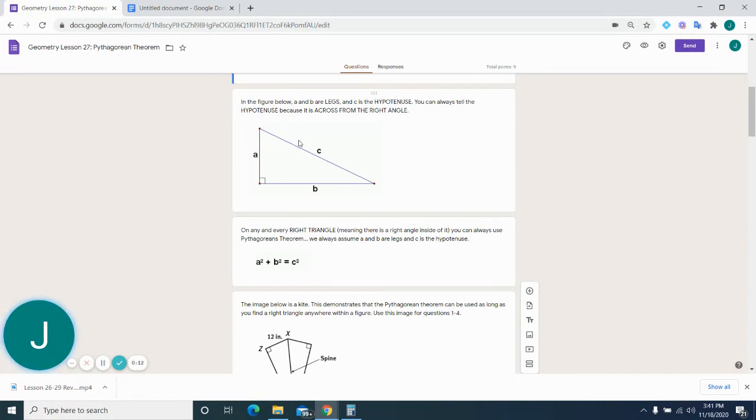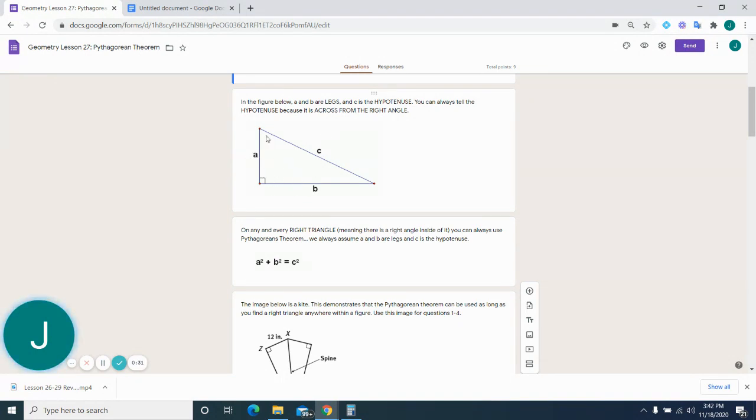So if you have a right triangle, meaning it has a right angle, then the two sides next to the right angle are called legs, and the side across the right angle is called the hypotenuse. So hypotenuse does not necessarily mean it's always the upper right side, and it does not mean that the legs are on the left and on the bottom.